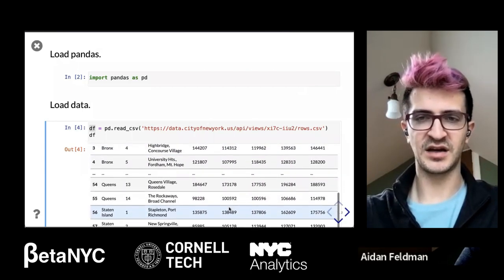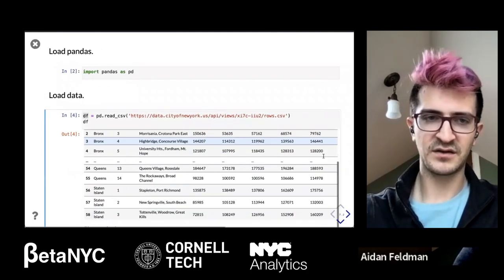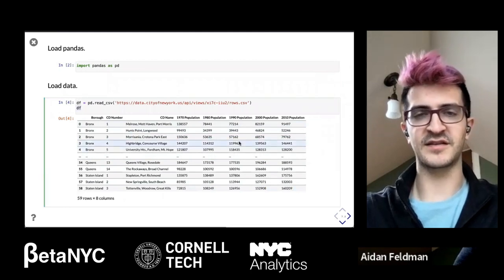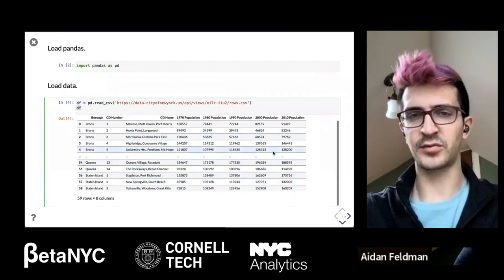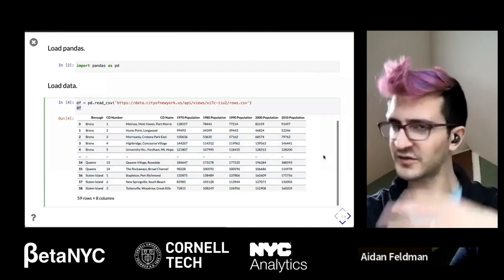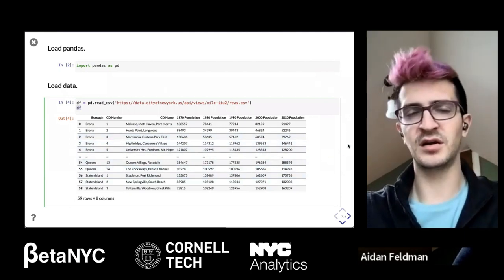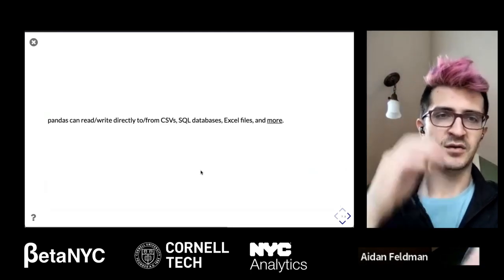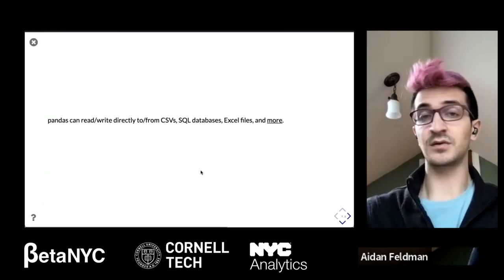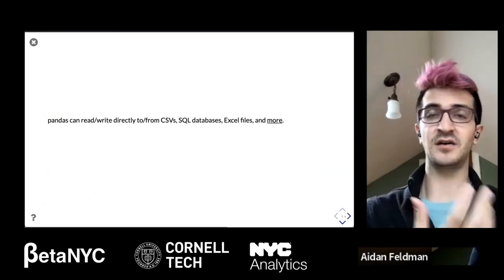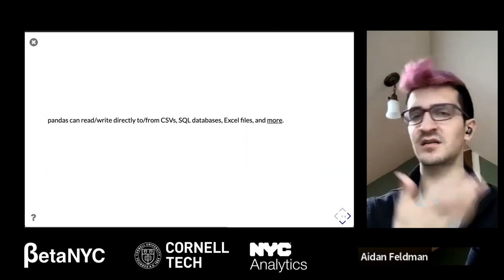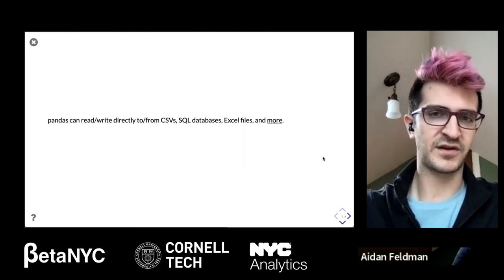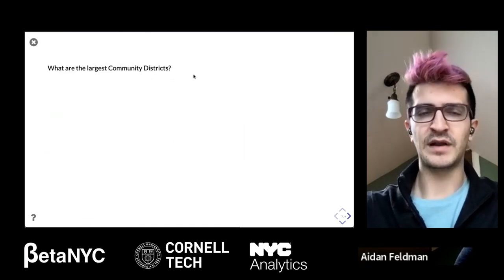We can actually see in the output here that it is 59 rows. So this data frame gets nicely formatted, and it's scrollable, and it has hoverable row highlighting, and it's just a nice experience working in Jupyter that you wouldn't get with just outputting to a terminal, for example. So pandas can read and write directly to or from CSVs. You can talk to SQL databases, you can talk to Excel files, Stata files, I think, and a bunch more stuff. So there's documentation on all of that. It's very flexible.